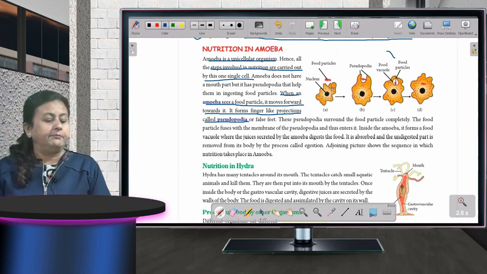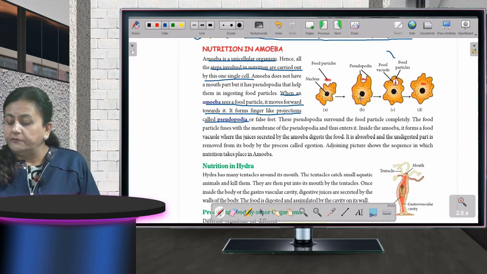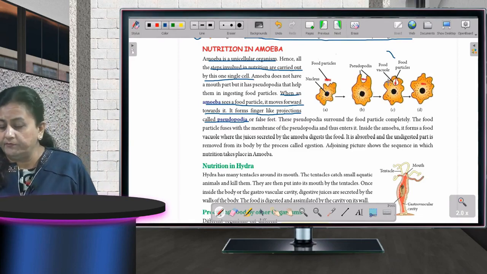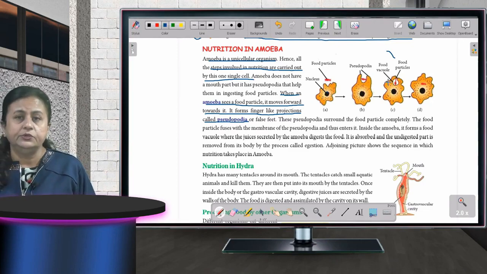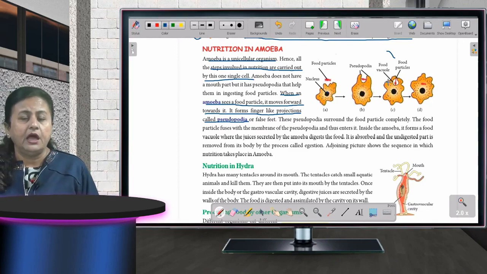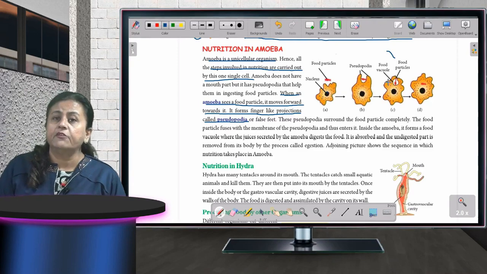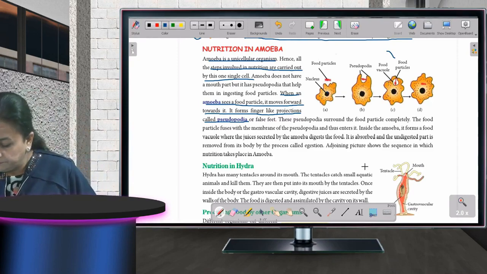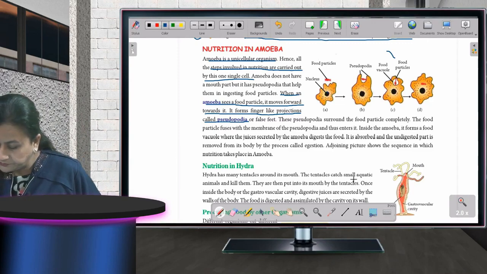Now how does it move towards its food? Whenever it sees any food anywhere, what does it do? It starts moving. How does it start moving? With its false fingers. Wherever the food is, I'll explain you here.